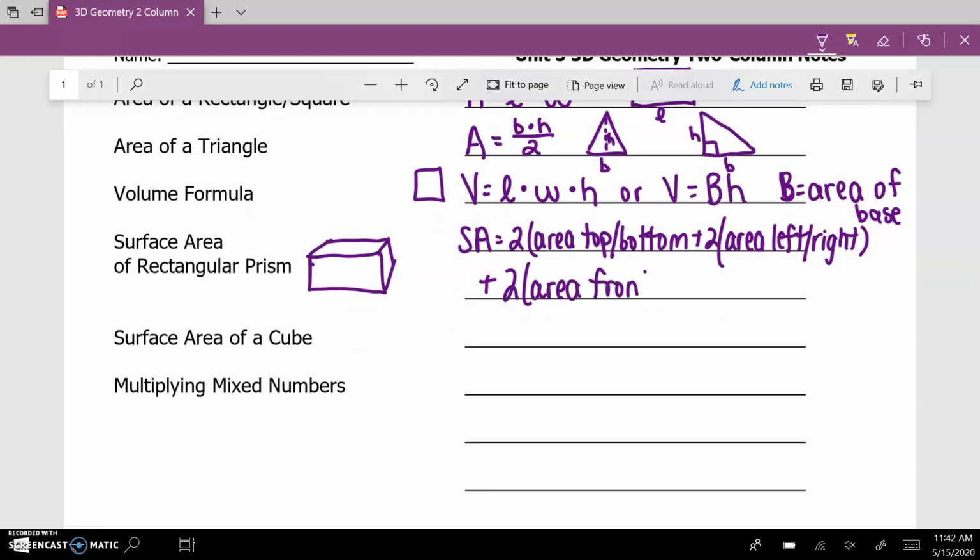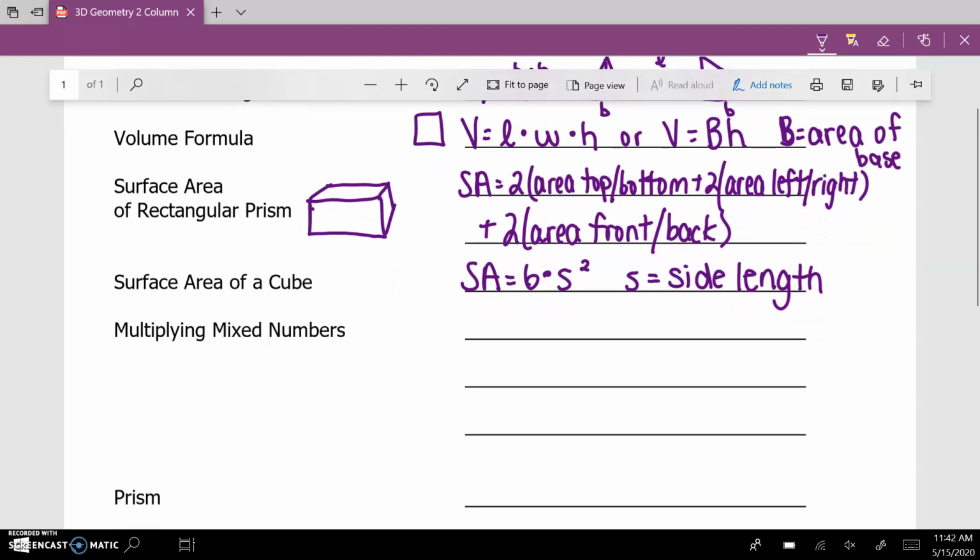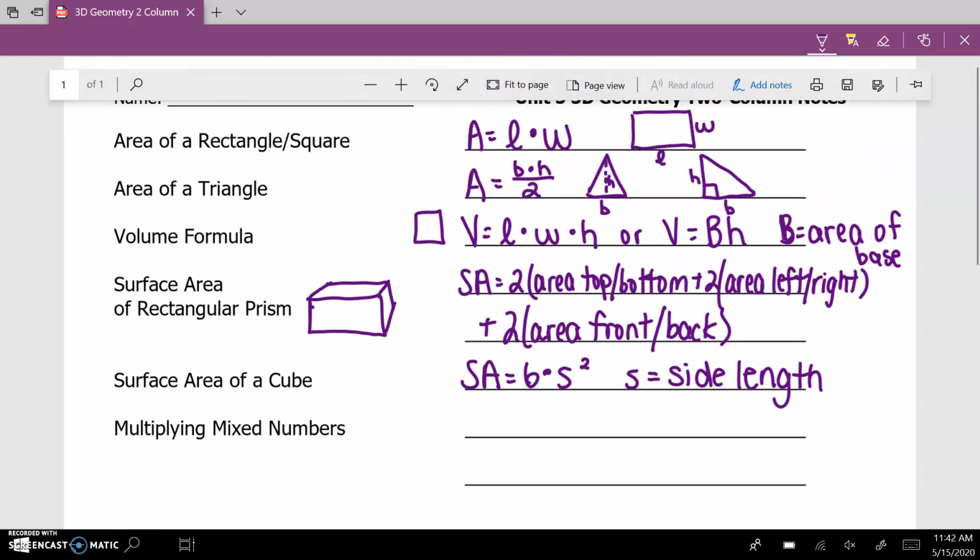Okay. Surface area of a cube, that's SA equals 6 times S squared, where S equals the side length. Remember, in a cube, all of the side lengths are the same, so that's why we get to use that one. Okay, so those are all of the formulas that you're really going to be needing to do any calculations.